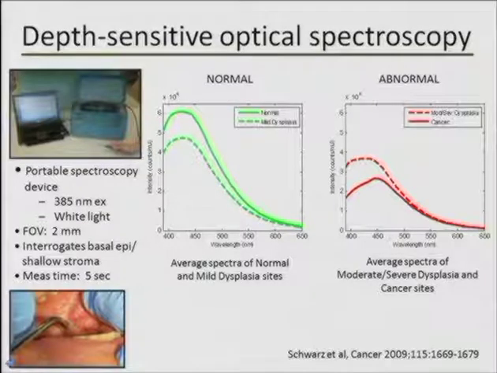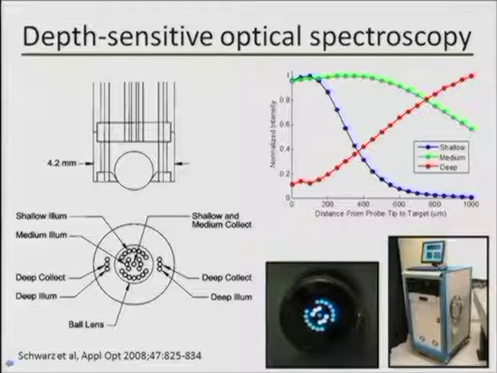These are average spectra from a study of 124 subjects, showing normal, mild dysplasia, moderate to severe dysplasia, and cancer spectra for a particular excitation wavelength. This is a detail of the fiber optic probe that's used in that system. It has several different excitation channels, including some that target shallow epithelium, the basal epithelium, and deeper into the stroma. It has a ball lens coupled design, and basically you see the depth response of the probe. We have a shallow, a medium, and a deep channel response depending on which excitation we're using.